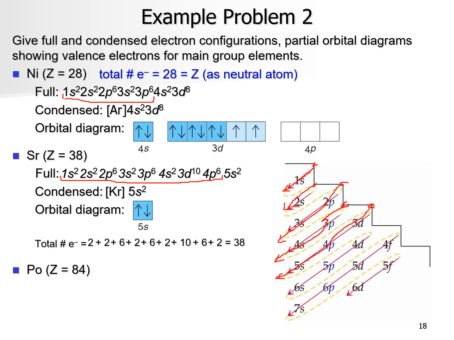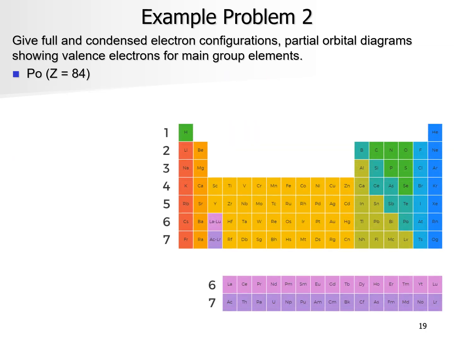As for the orbital diagram, there's the 5s orbital with 2 electrons filled. We are running out of space for polonium, Po, which is element number 84. So in the new slide, we're going to work on that element. The approach here is to write the electron configuration using the periodic table. Polonium is element number 84.